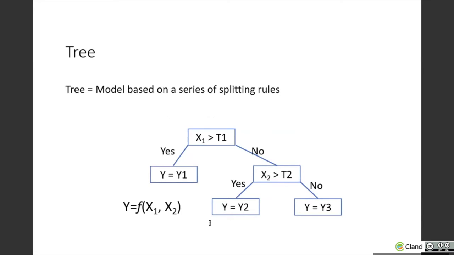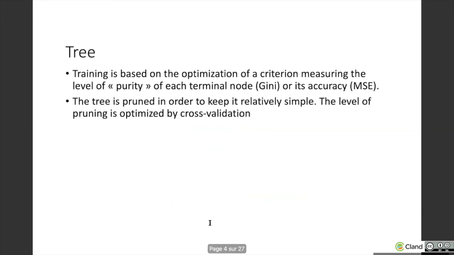And here again, there is a risk of overfitting. If you build a very complex tree, you may fit very well to your training data, but you can be very inaccurate when predicting new situations. In order to avoid this, or at least to limit the risk of overfitting, the trees are usually pruned, simplified, and the level of pruning or simplification is optimized by cross-validation.